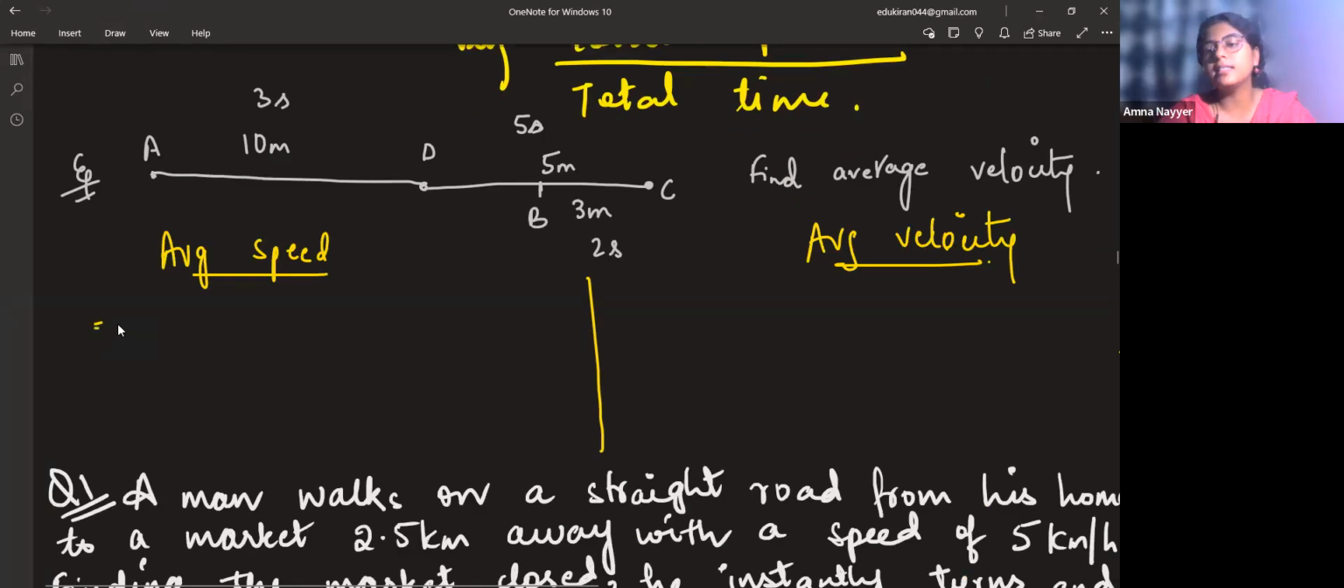What is the total distance, Khudeja? Total distance that is covered here. The figure is already given to you. 18 meters. 18 meters. Very good. Why? Because from A to D, 10. Then from D to C, 5 meters. Then back from C to B, this is 3 meters. Divided by total time taken.